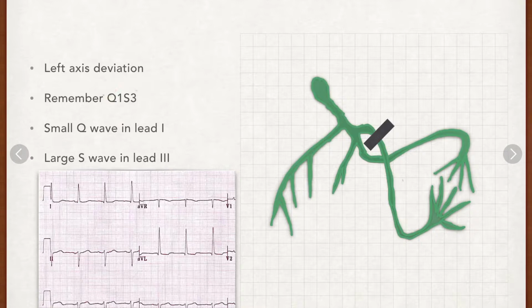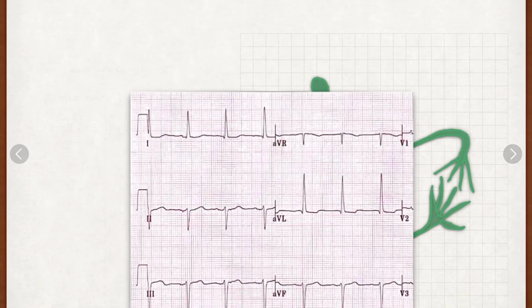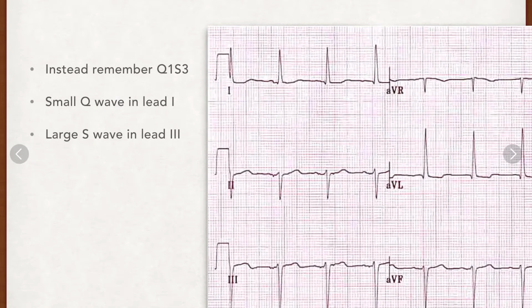So do I have axis deviation in this one? I have a really good 1, and I have negative aVF. And remember, if we draw our quadrant, I'm moving towards 1, and I'm moving away from the foot. So that would put the signal in that direction. And so that is a left axis deviation. So I see that. Then I need to look to see if I have a small q in lead 1, and I think I do, and then a large S in lead 3. And I definitely have that. So if I look at it a little bit closer using that Q1 S3, you can see that.